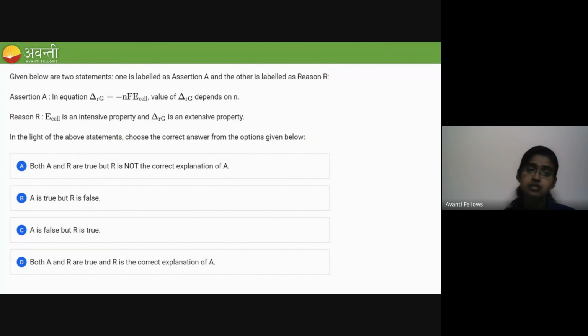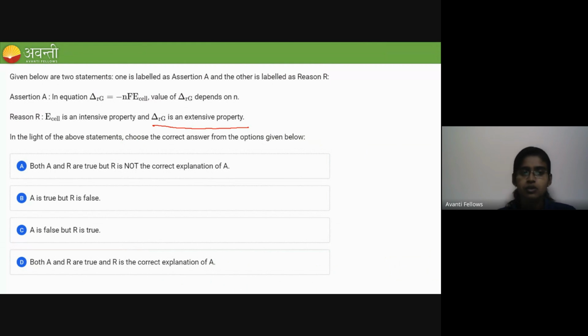What are intensive and extensive? Extensive properties are the properties which depend on the amount of the substance or whose value changes on changing the size of the system. And intensive properties are the properties whose value does not change on changing the size of the system. So here delta G is given as an extensive property, because it depends on the number of electrons transferred in that cell reaction.